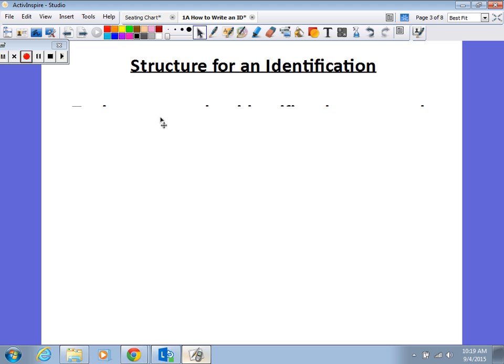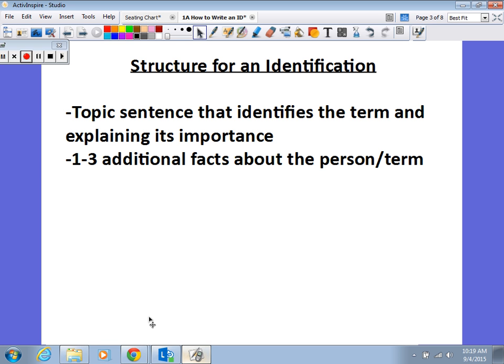Now, the structure for an identification is going to be real simple. There's going to be a topic sentence that identifies the term and explains its importance, and then 1 to 3 additional facts about the person or term. I know you guys have 3 bullet points. We're only using 2. Mr. Nolan forgot to change his note sheet.